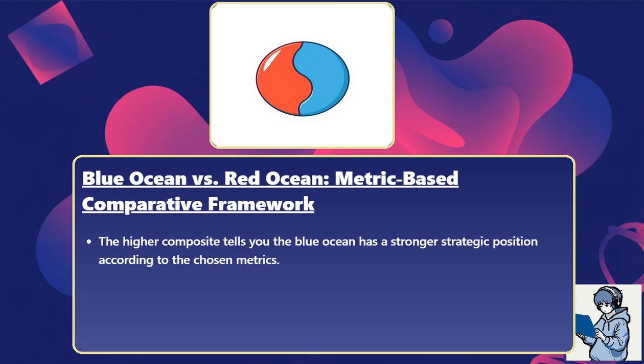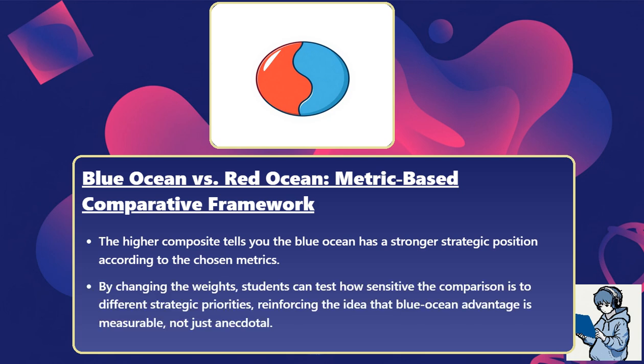The higher composite tells you the blue ocean has a stronger strategic position according to the chosen metrics. By changing the weights, students can test how sensitive the comparison is to different strategic priorities, reinforcing the idea that blue ocean advantage is measurable, not just anecdotal.